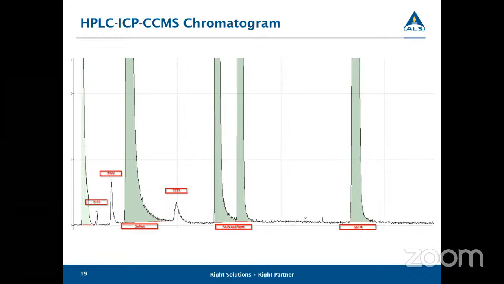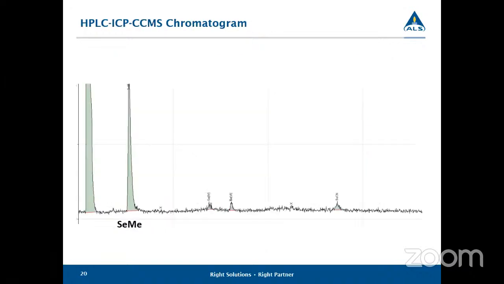I like to show some biota. Here is an example of a terrestrial vegetation sample that is selenium-enriched wheat. In this case, the wheat only really has one species, selenomethionine.